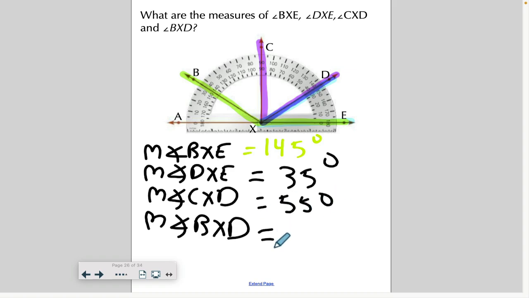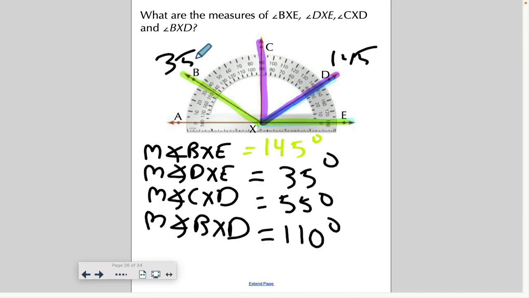Okay, and then Sari, how about BXD? 37, I like that. We succeed and fail together. 110. You can subtract those two measures. I think this guy's sitting at 145. I think this guy's sitting at 35.